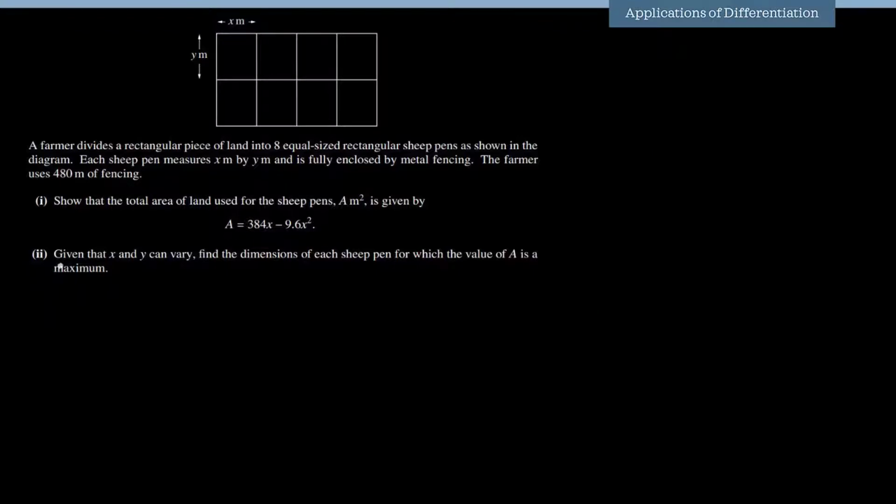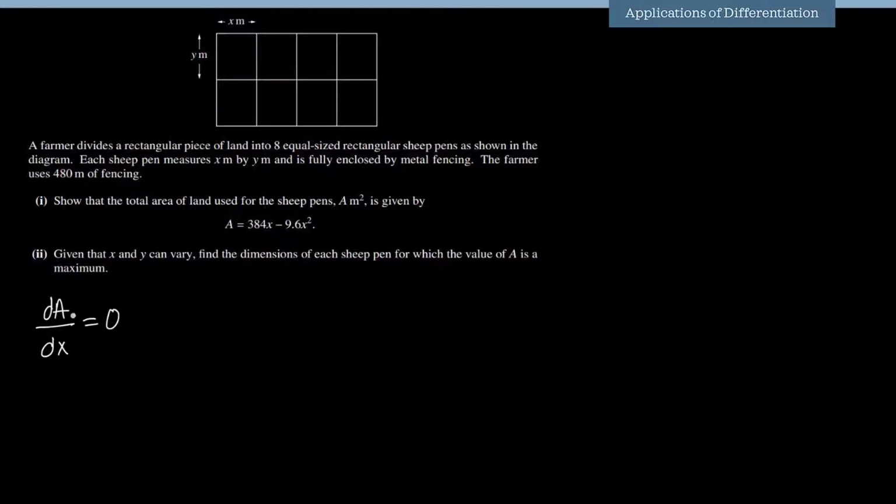In the second part of the question, it is told that given that x and y can vary, find the dimensions of each sheep pen for which the value of A is a maximum. So here it is told that x and y can vary. Right now I have an equation in terms of x. I need to find the dimensions of each sheep pen for which A is a maximum. And when A is a maximum, A has a stationary point. For a stationary point, dA upon dx is going to be equal to 0, because x is varying with respect to A.